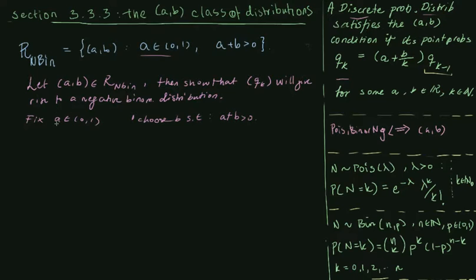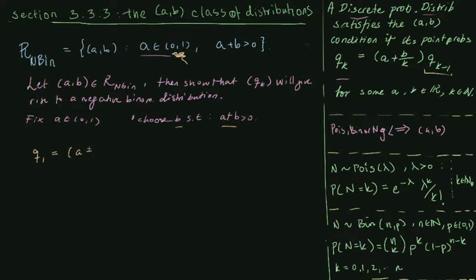So we have to fix an A that is somewhere between 0 and 1, and we have to choose a B so that A plus B is greater than 0. What we do next is, as in the earlier exercises as well, we will look at how the Qk's look in terms of the previous Q's and try to write up Qk as an expression of Q0. So let's look at Q1 first.